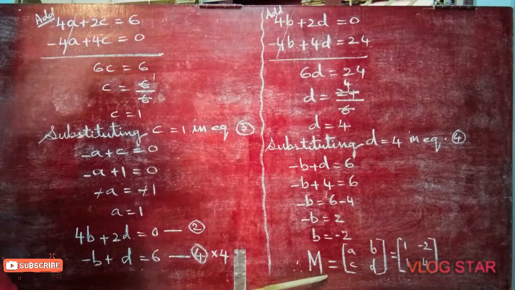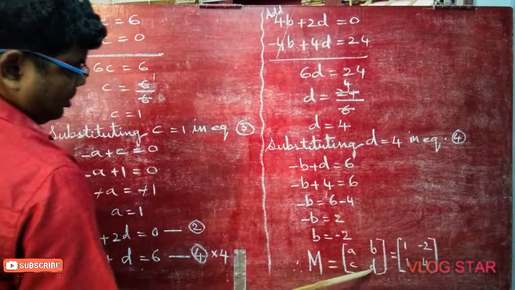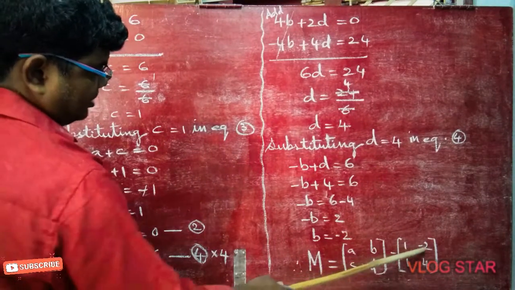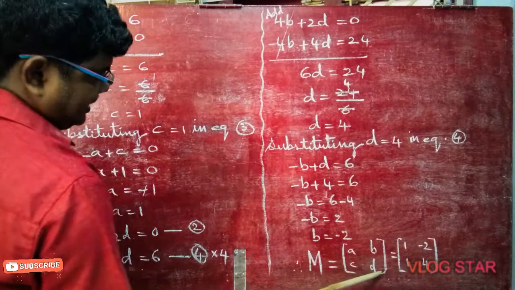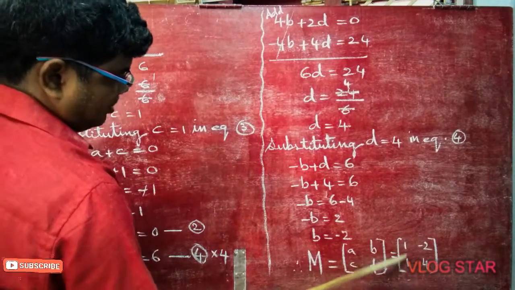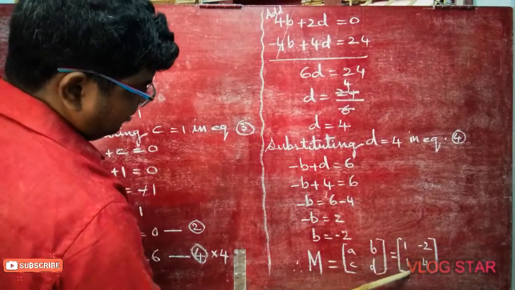Therefore the matrix M is [A B; C D]. We found A value is 1, B value is minus 2, C value is 1, D value is 4. So what is the matrix we got? It means [1 -2; 1 4].